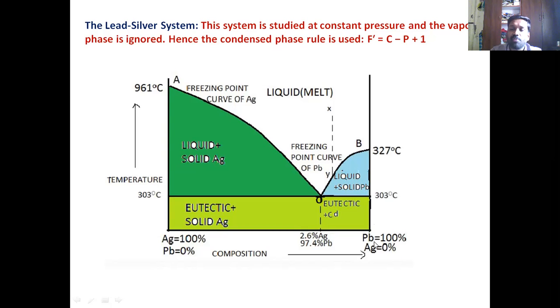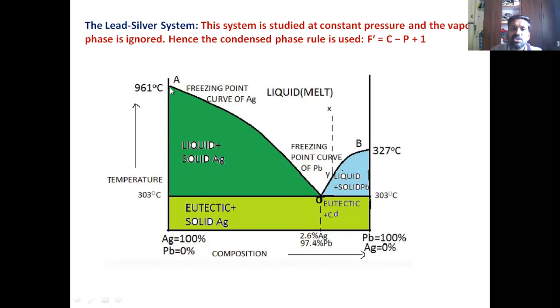What is the melting point of pure Pb, lead? 327 degrees Celsius. Fine, no problem. Now, you prepare alloys of different compositions and start recording the melting point of those alloys. All the values of the melting point you plot in the form of a graph.